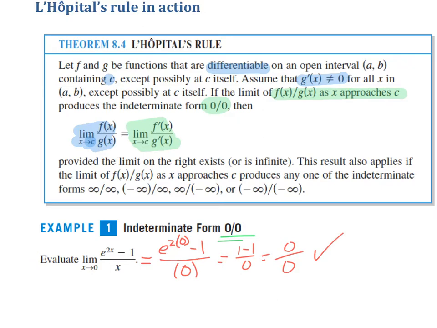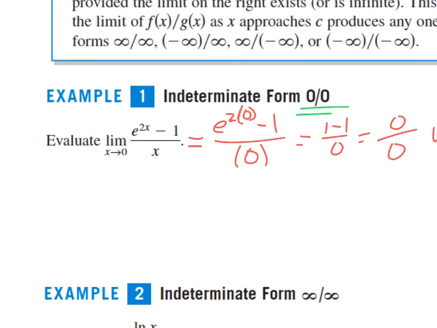This is an indeterminate form of 0 over 0. That means L'Hopital's rule applies. L'Hopital, which in French, I believe, means the hospital. So let's go to the hospital. L'Hopital's rule, let's fix this up.